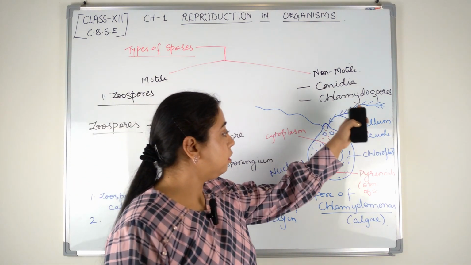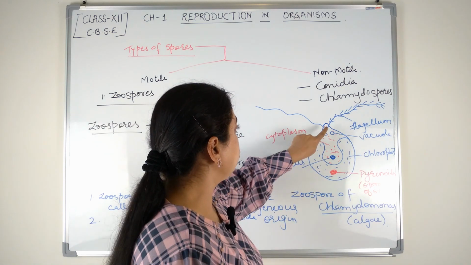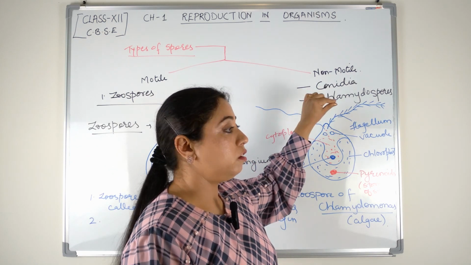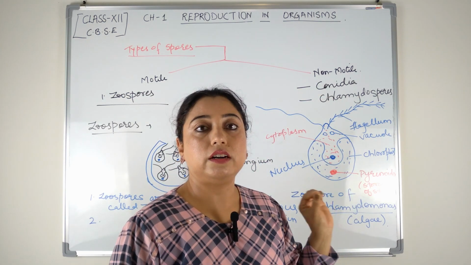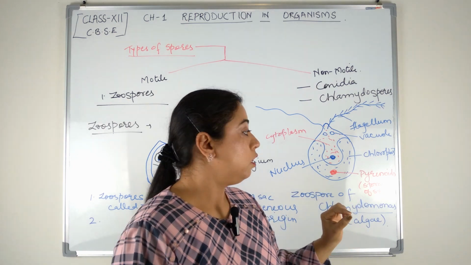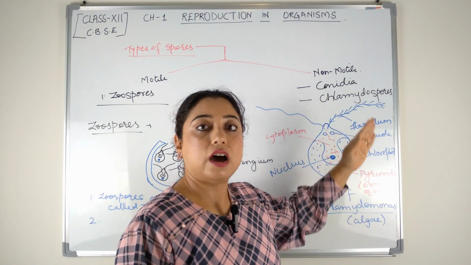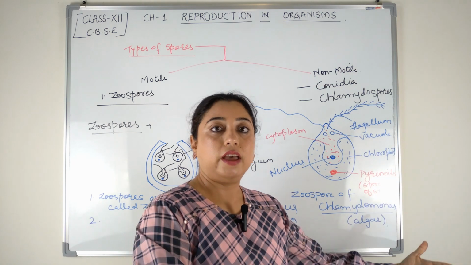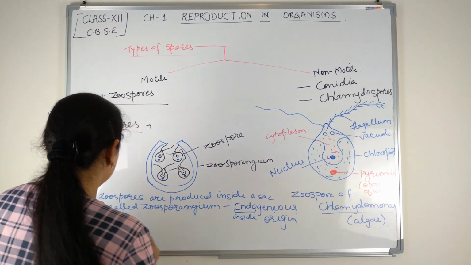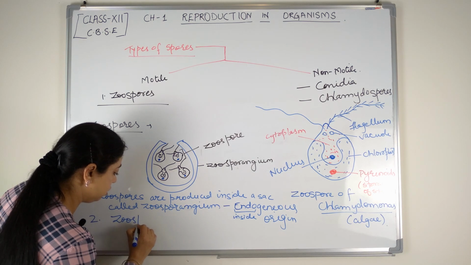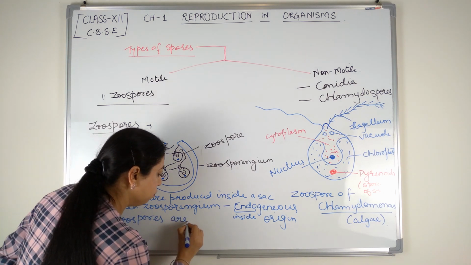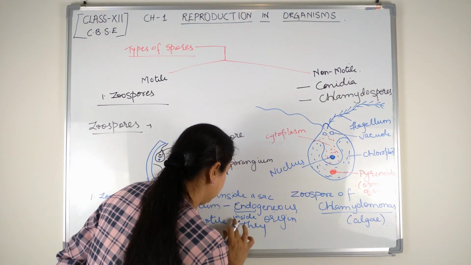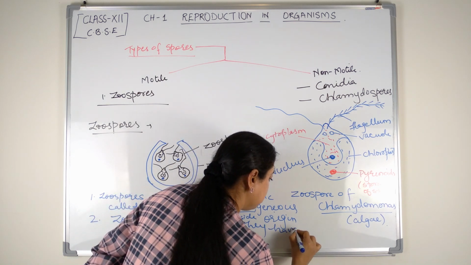Secondly, as you can see in this diagram, there are two long flagella. As you know, whichever structure has flagella is considered motile. It's movable. So because of these flagella, zoospores are capable of movement. They are able to locomote and can move from one place to another. Clear? So zoospores are motile spores because they have flagella.